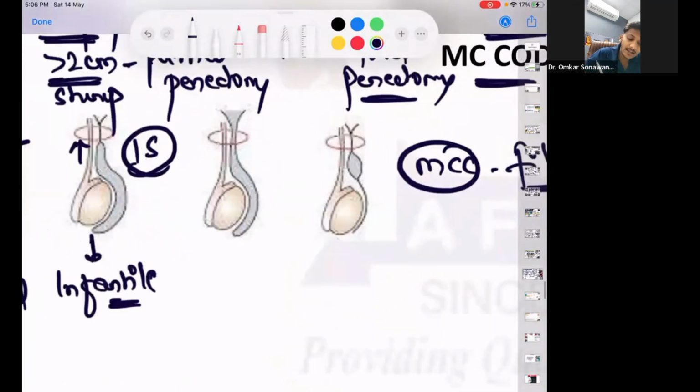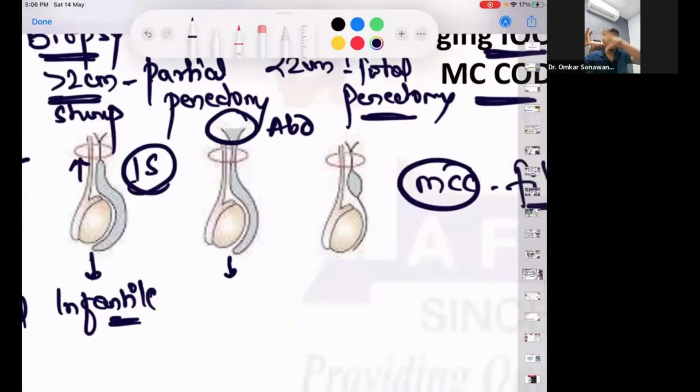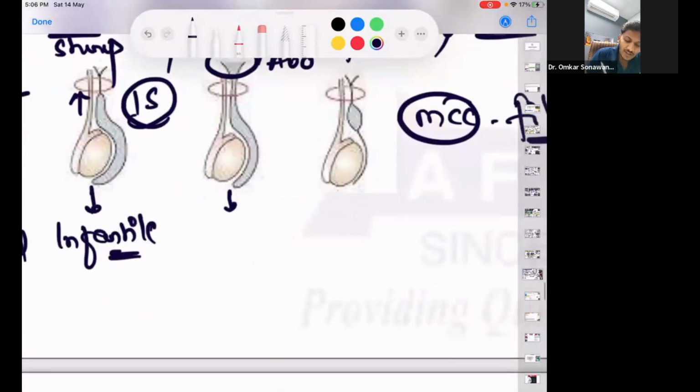And when the complete processus vaginalis is patent, and therefore there is a connection with the abdomen also, so a patent connection between the scrotum and abdomen due to a patent processus vaginalis, this is called a communicating hydrocele. So when there is accumulation of fluid in the scrotum and the inguinal canal, as well as connection with the abdominal cavity, this is called a communicating hydrocele or a congenital hydrocele.